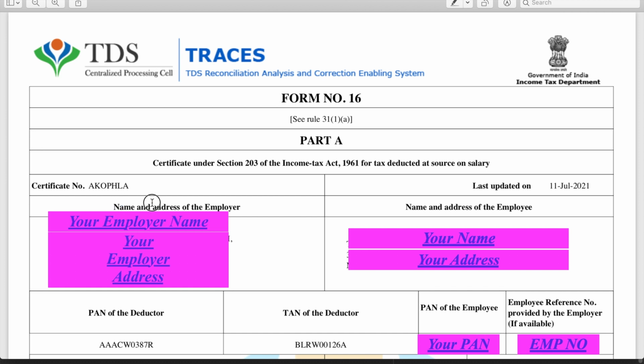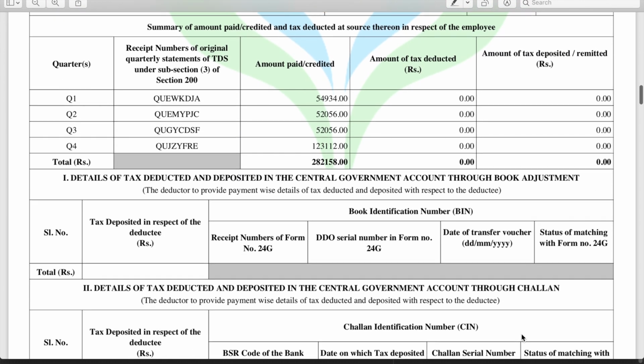Part A will have name and address of the employer, the employer name and the employer address. In addition to this one, we should be able to see the name and address of our employee, that is us, our name and our address. And we will be able to see the PAN of the deductor and TAN of the deductor, in addition to our PAN number, our employee reference number, that would be the employee number issued by our employer to us. And then we should be able to see the summary of amount paid or credited and tax deducted at source in respect of us by the employer.